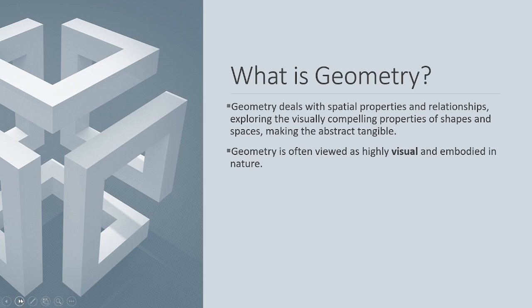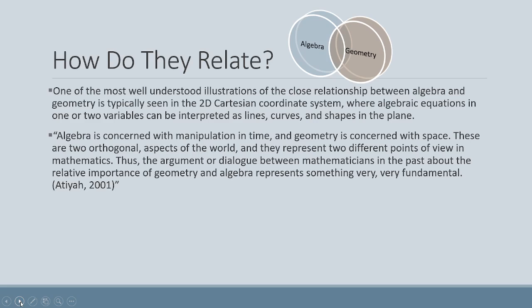And so we will see how these two fields relate. So one of the most well understood illustrations of the close relationship between the two is seen with the 2D Cartesian coordinate system, where algebraic equations in one or two variables can be interpreted as lines, curves, and shapes in the plane.